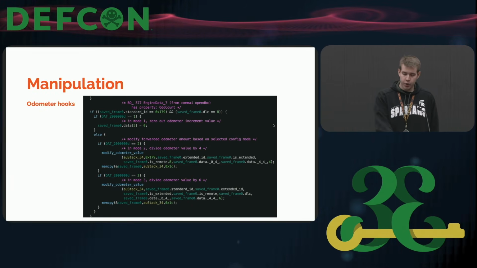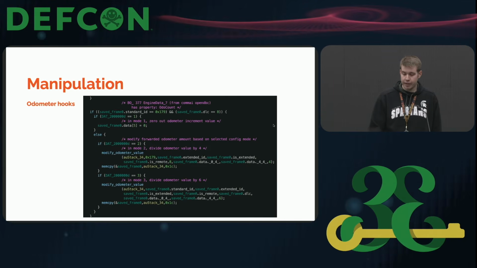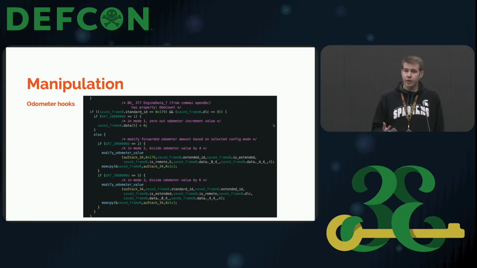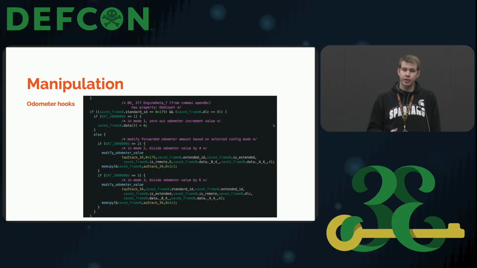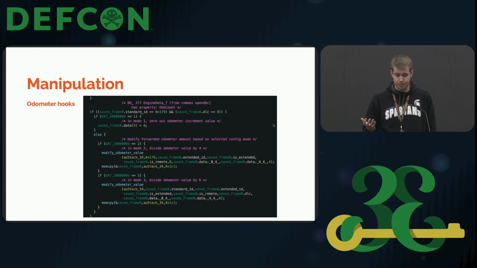And I'll explain the code that is actually in the function modifying the odometer now. So the device is looking for a specific arbitration ID and a specific DLC. If it sees that, it iterates, checks through which mode it's in. Again, that's whether it's going to add all the miles to the odometer, none of them to the odometer, or some fraction in between. And then it just modifies 1 byte of the message before forwarding it. And that is all it does.